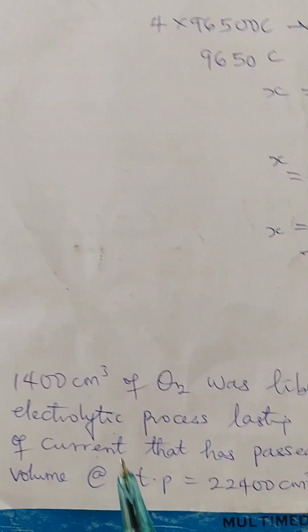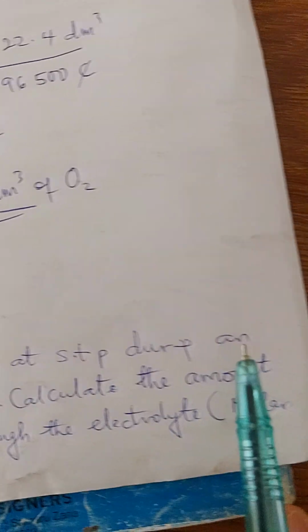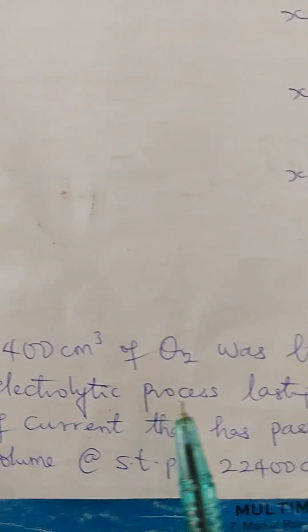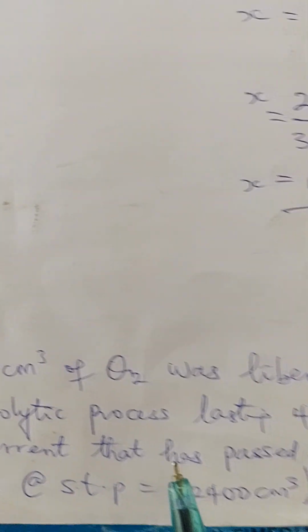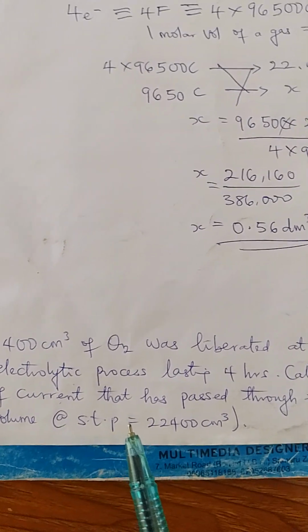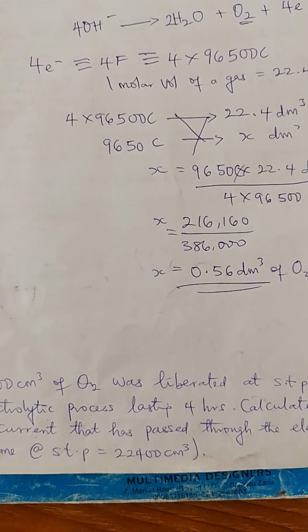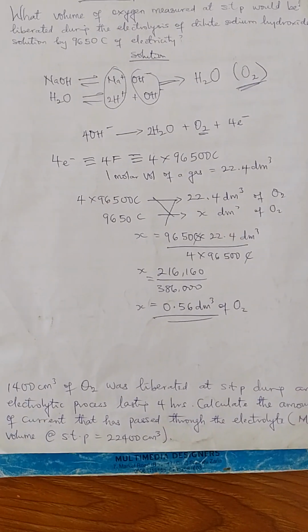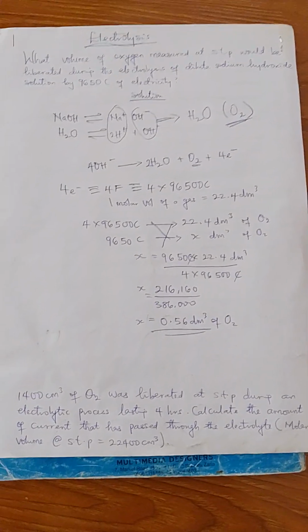Look at the question. It says 1,400 cm cube of oxygen was liberated at STP during an electrolytic process lasting 4 hours. Calculate the amount of current that has passed through the electrolyte, using a molar volume at STP equal to 22,400 cm cube. I believe you can try it. Let's have what you got, and that is what we do at the Don's Consult.